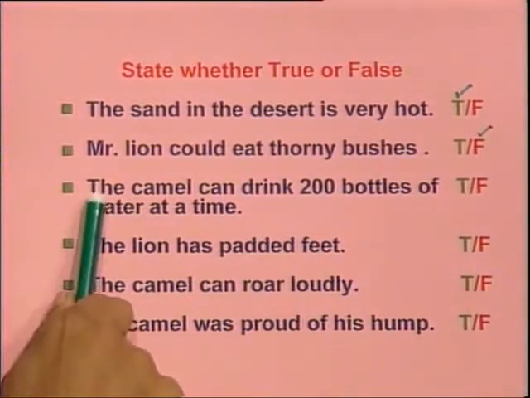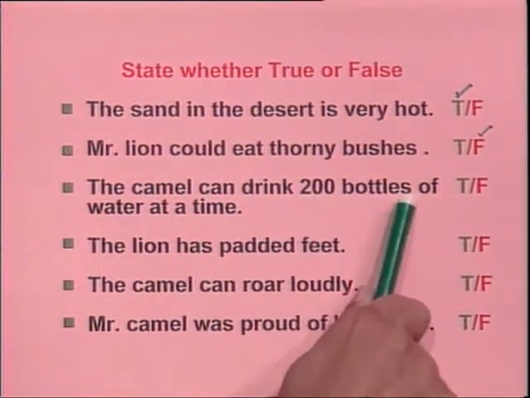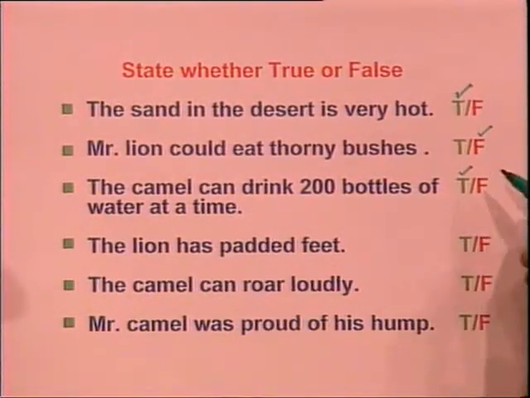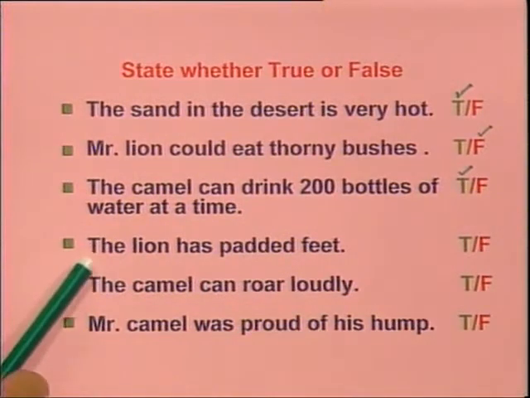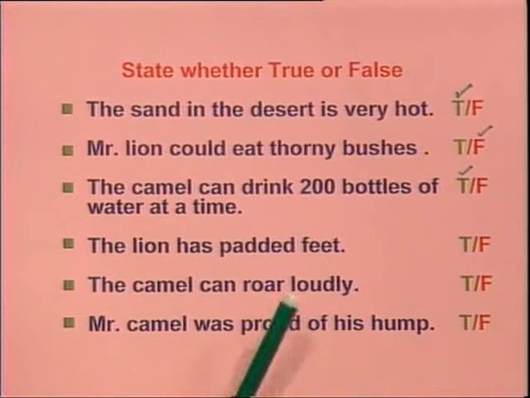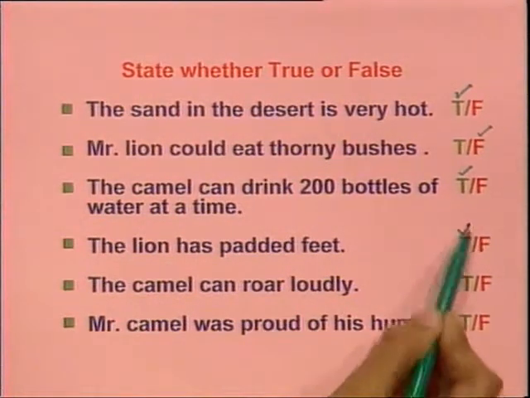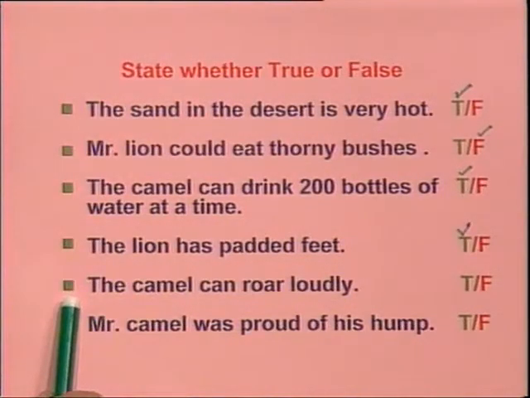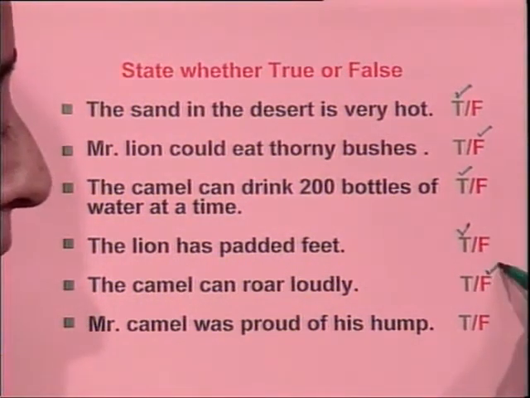Next one. The camel can drink 200 bottles of water at a time. Yes, this is true. So we will mark a tick on the true. Next one. The lion has padded feet. Yes, I've shown you the picture of the lion with the padded feet. So this sentence is true. We'll mark a tick on the true. Next sentence. The camel can roar loudly. Can he? Oh no. The lion roars. The camel does not roar. So this sentence is false. So the tick mark goes on F.